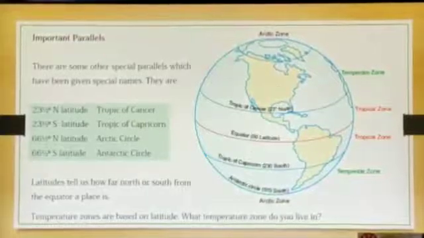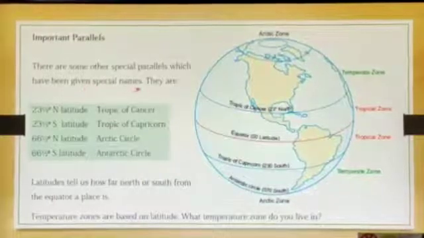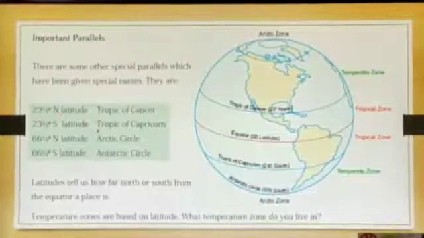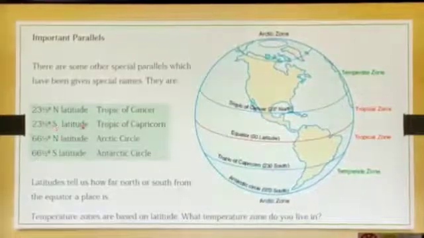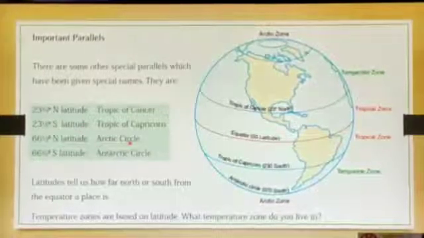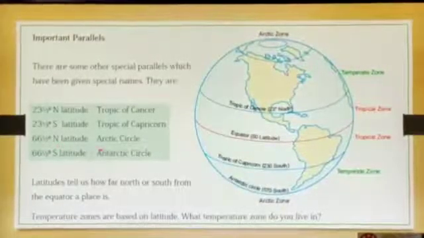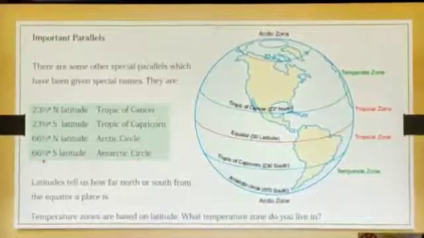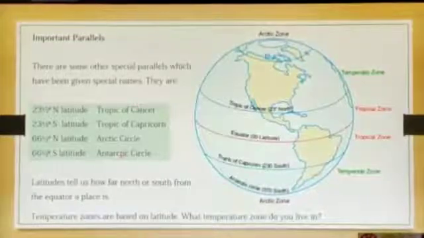Now some of the important parallels are there. You can also see the picture here. There are some other special parallels which have been given special names. They are Tropic of Cancer, which is 23.5 degree north latitude. Tropic of Capricorn, on the southern part, that is 23.5 degree south latitude. Next, Arctic Circle, that is 66.5 degree north latitude. And Antarctic Circle, which lies below the Tropic of Capricorn, and the degree is 66.5 degrees south. These are a few names of the latitudes that you have to remember.